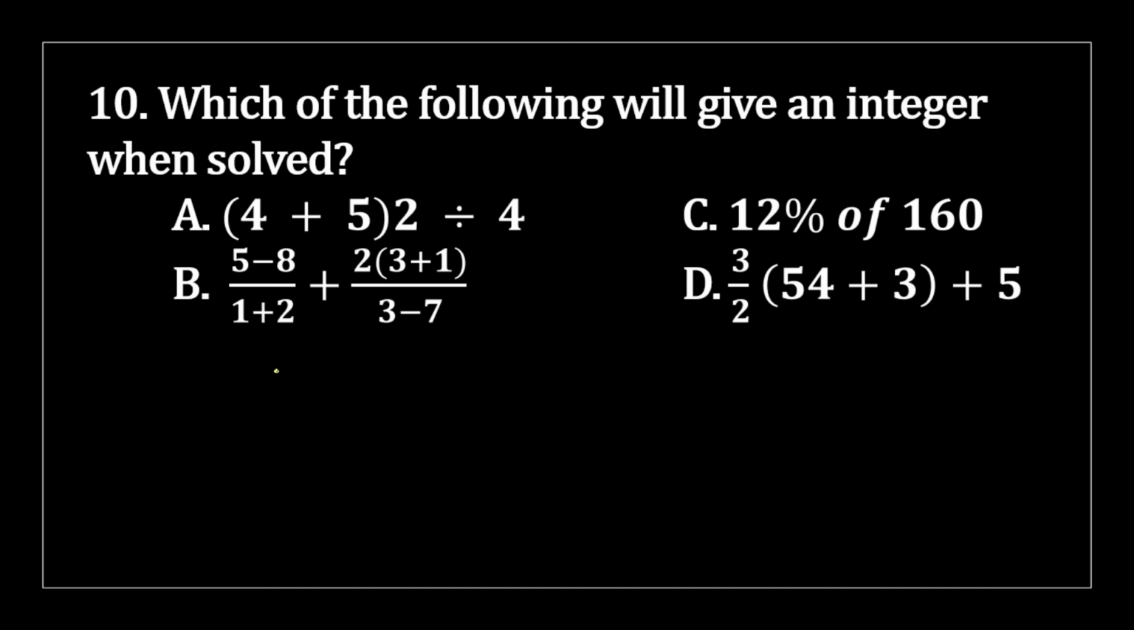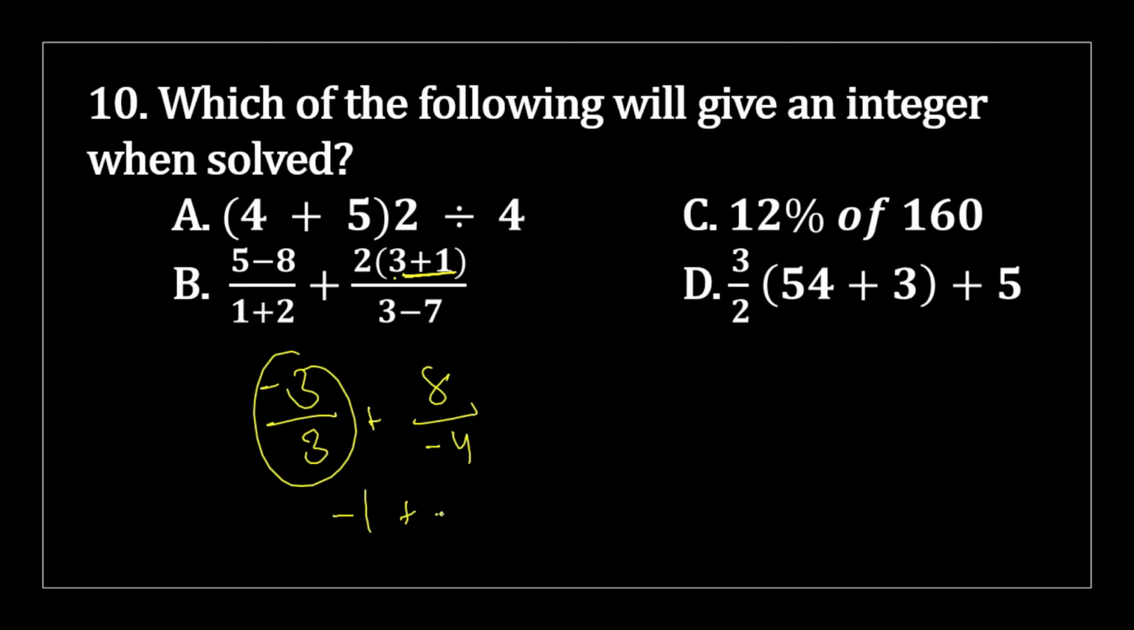It's a decimal. So let's try letter B. So letter B, we have 5 minus 8 is negative 3 over 3 plus 1 is 4 multiplied by 2, that would be 8. Then 3 minus 7 is negative 4. So this one is negative 1 plus negative 2. So the answer for this is negative 3. Now negative 3 is an integer. So therefore B is correct.